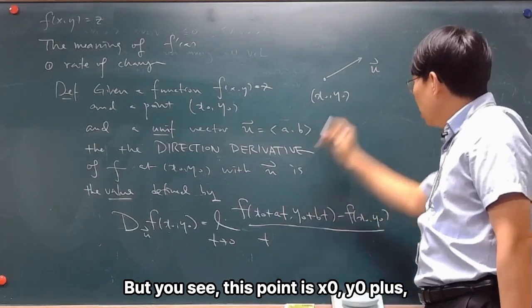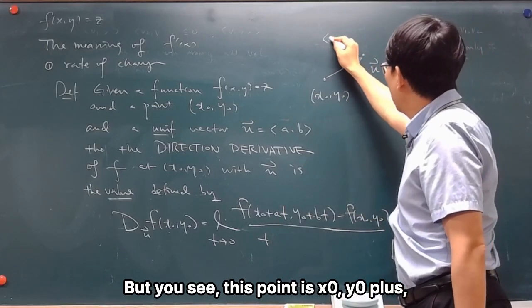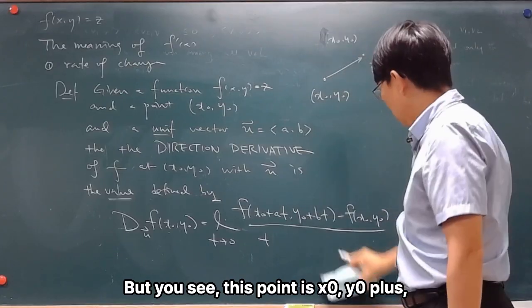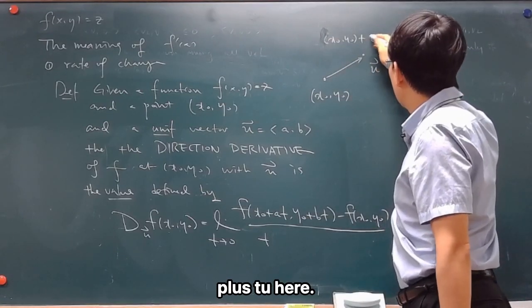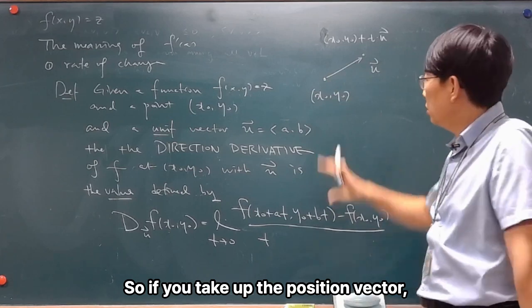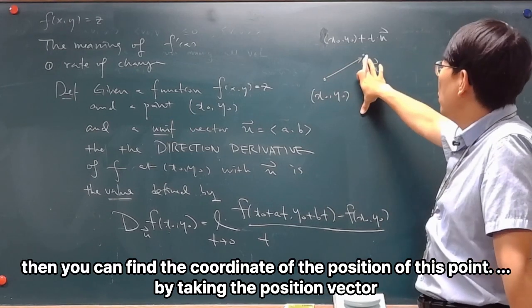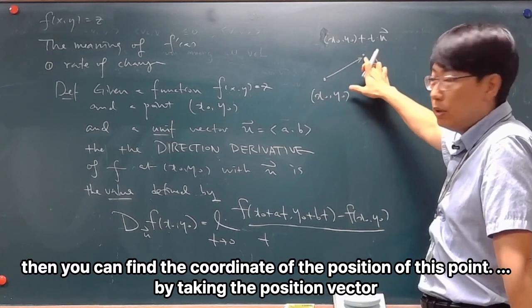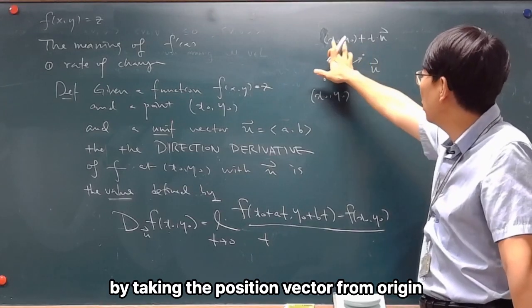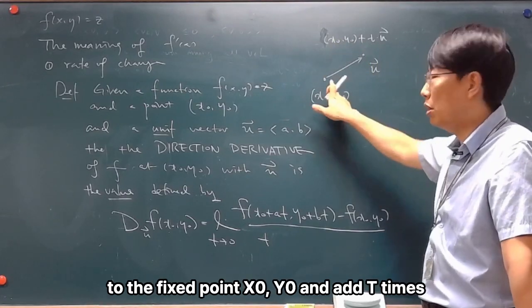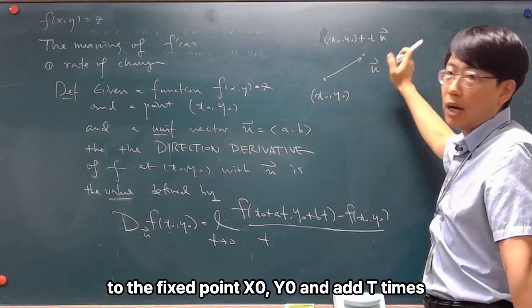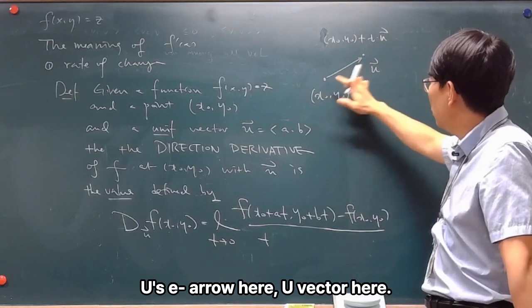But you see, this point is x0, y0 plus tu here. So if you take the position vector, then you can find the coordinate of the position of this point by taking the position vector from the origin to the fixed point x0, y0, and adding t times the u vector here.